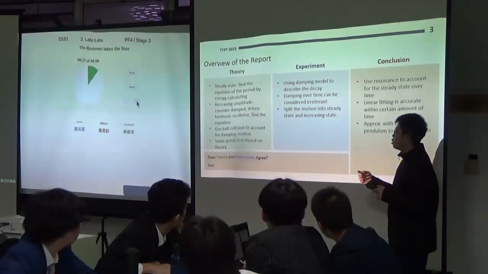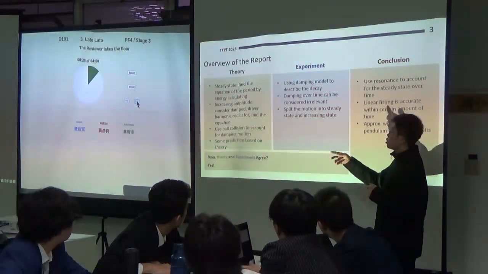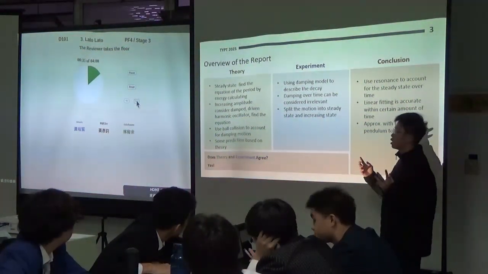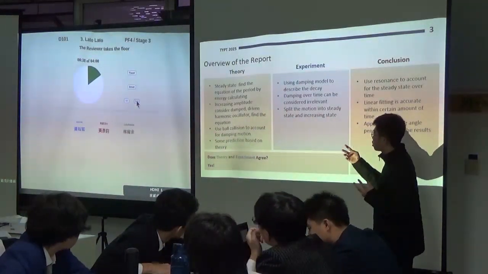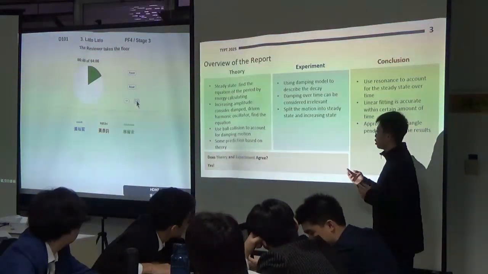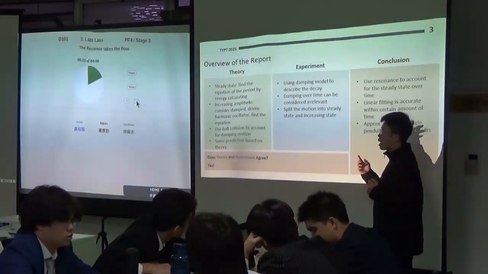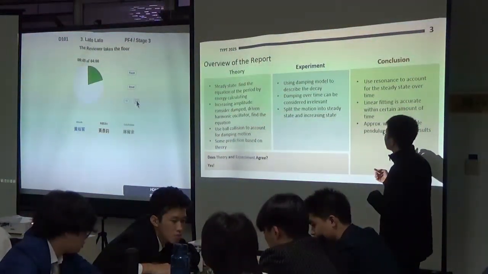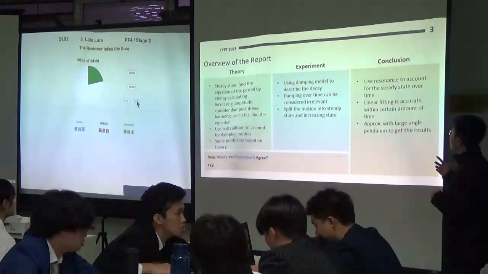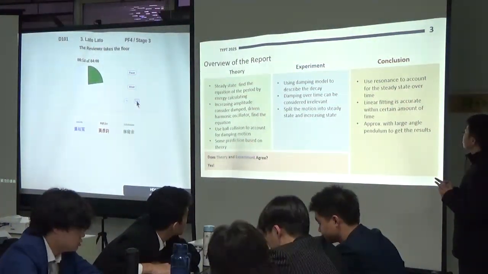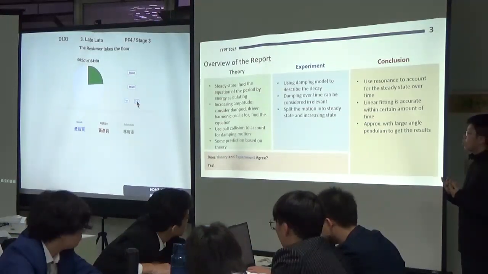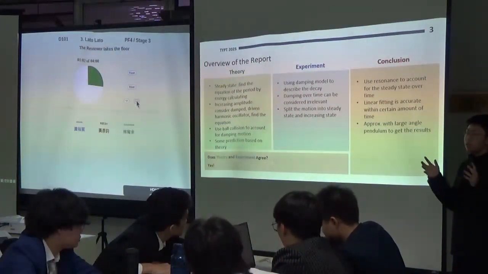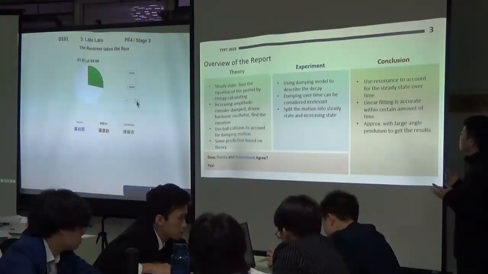Behavior of that phenomenon. And they use increasing amplitude to describe the energy condition in this system. And also they use ball collision to count the damping motion. And some predictions are based on the theory and compared to their data. And in their conclusion, they use resonance to account for the steady state over time. And the linear fitting graph is accurate within a small time period, as they have said.